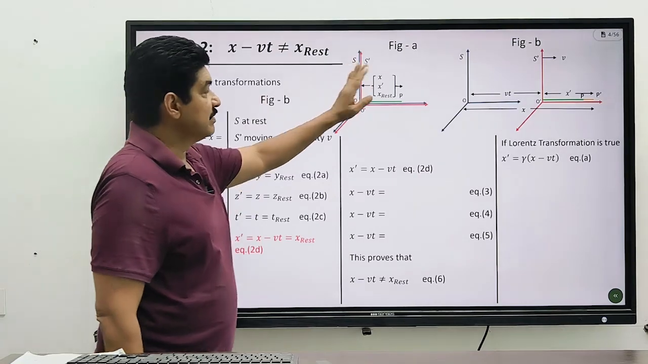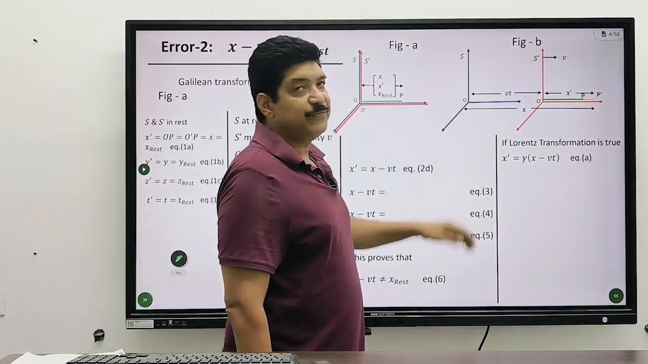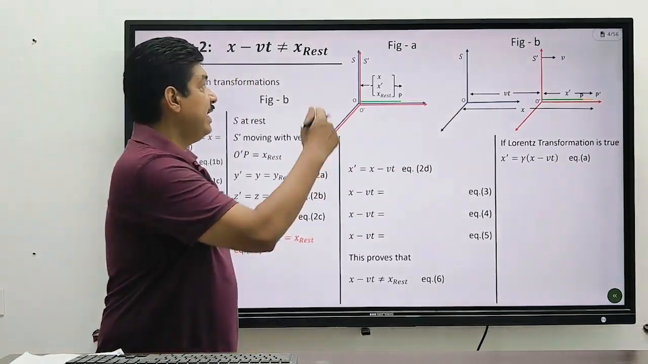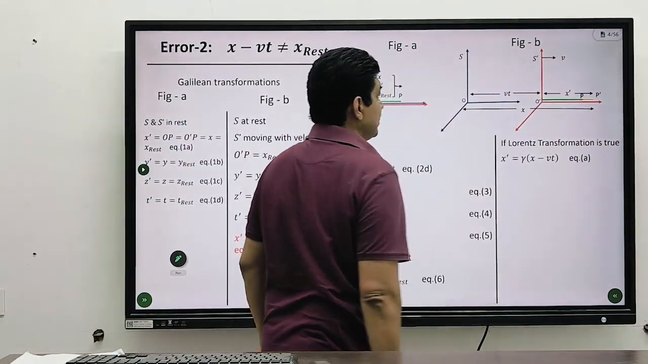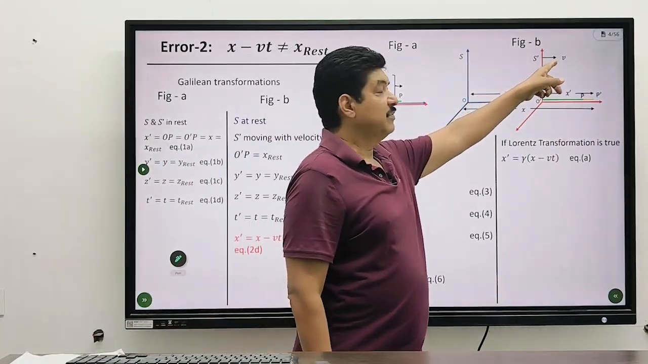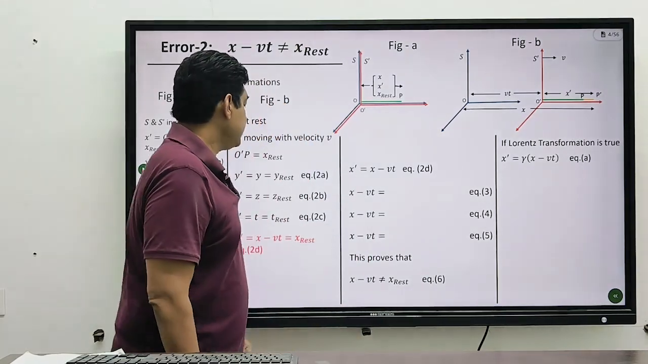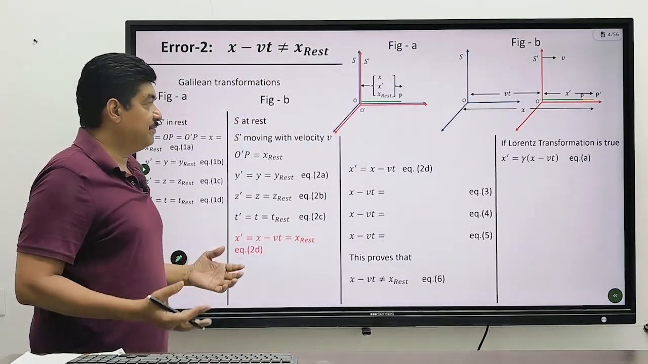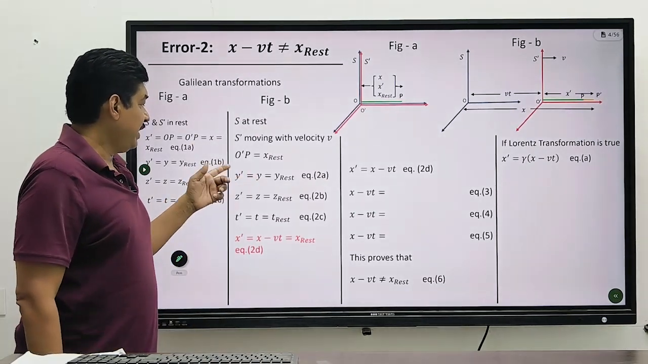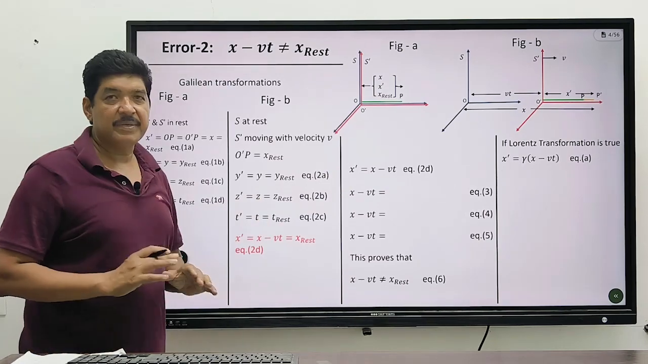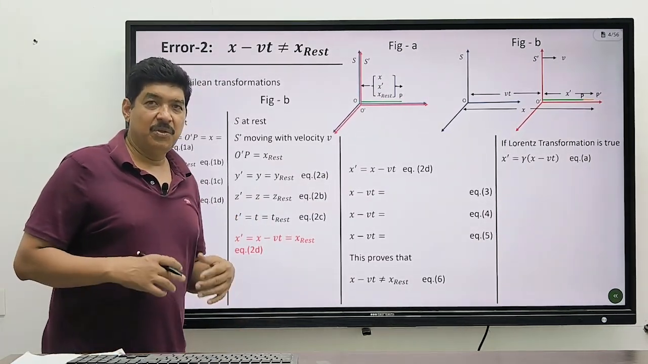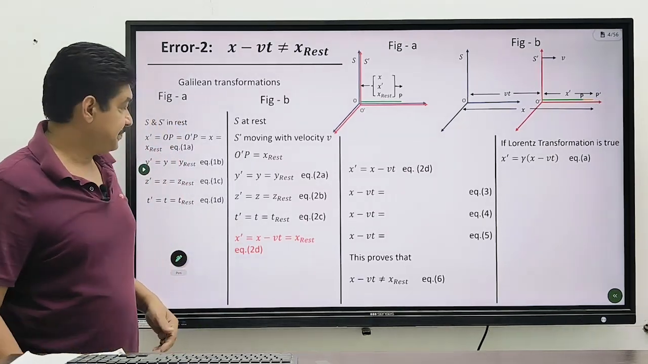Now in the second figure, this S frame of reference is at rest and the S prime frame of reference is moving towards the right on the x-axis at velocity v. Right? So we are not considering other dimensions. So y prime, z prime, t prime, we will keep like this. There is a problem in t prime also, but I'll let you know when we do time dilation.